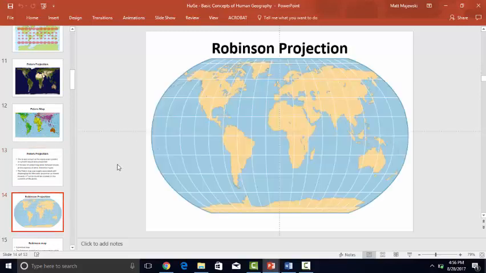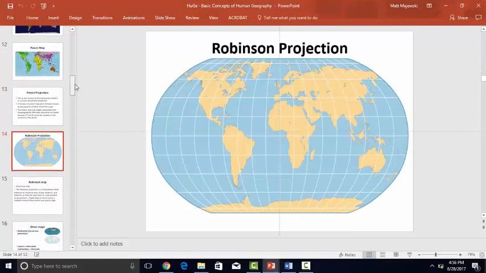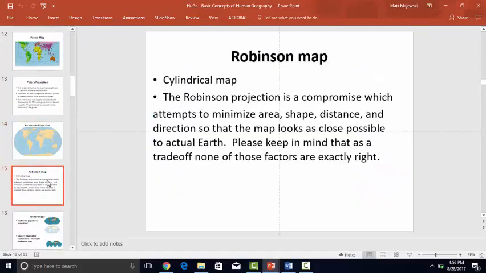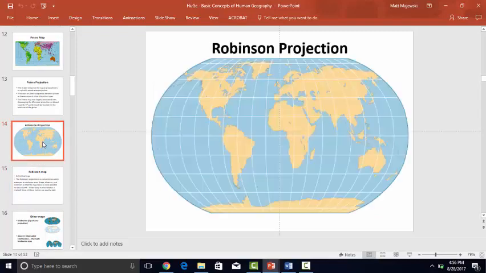Then we have the Robinson projection. Remember, the Robinson projection, if you recall, is a compromise map. Remember, it's the map where all four types of distortion exist. They do not eliminate any of them. They just try to minimize them, make them as small as possible. And I think that this is actually the best of the maps that are out there, because I think it gives you the most generally accurate of all.